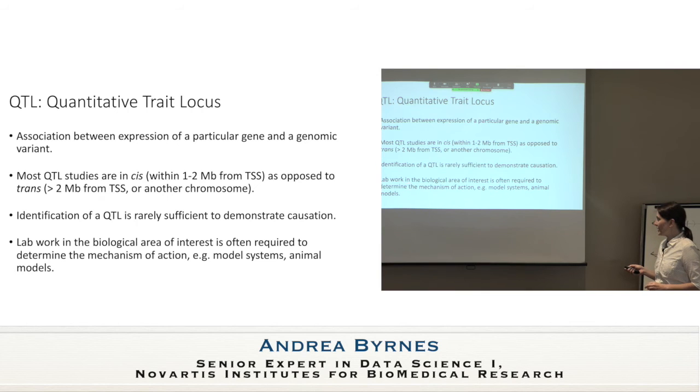So work in the biological area of interest is often required to determine mechanism of action. So we might go to model systems, which could mean cells in a dish. It could mean an animal model like a mouse or like a fruit fly. Often there's a lot of follow-up that goes into these just initial findings.